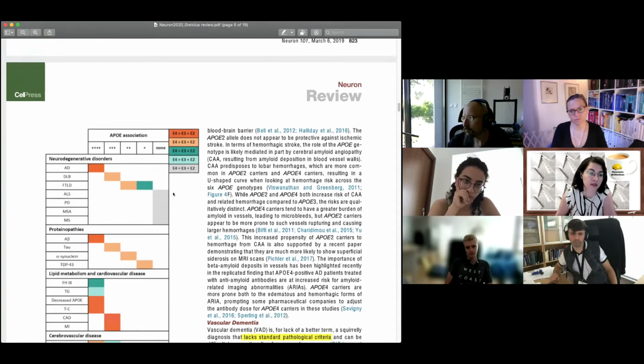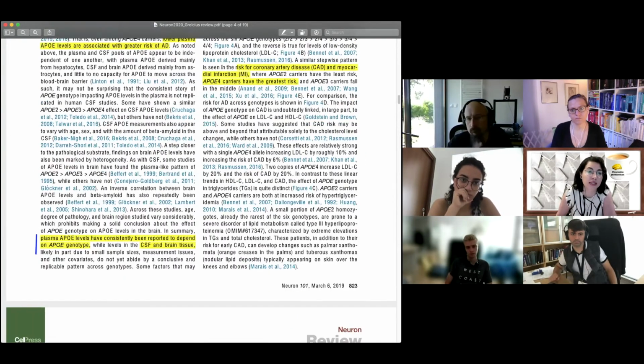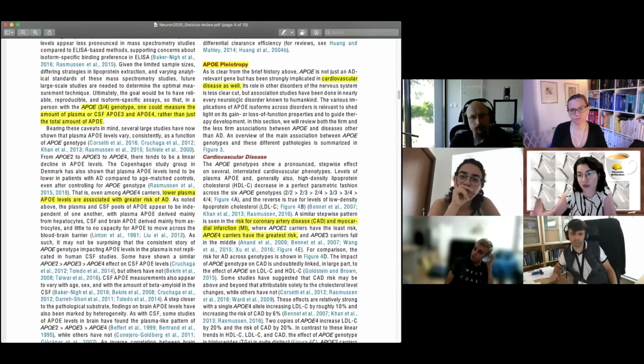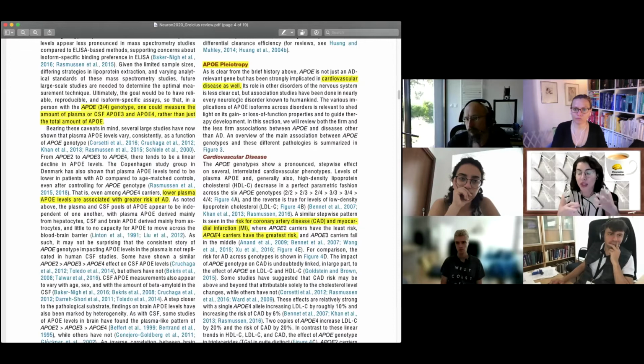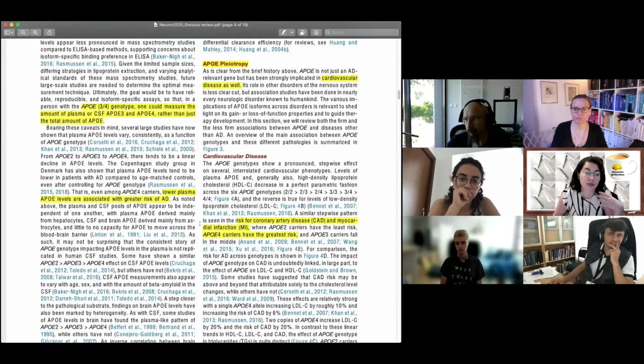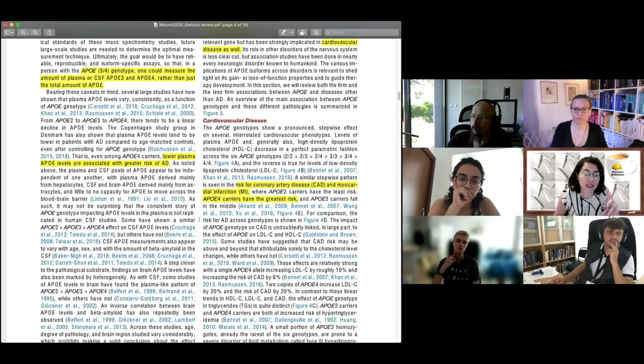APOE4 is a pleiotropy, so it can cause several diseases, but also a disease can be caused by polygenetic effects. So it's really difficult to find a direct link, a unique link between a gene and a pathology, because there is also an interaction with a lot of other aspects. There are also some single cases described where they have an APOE4 deficiency.